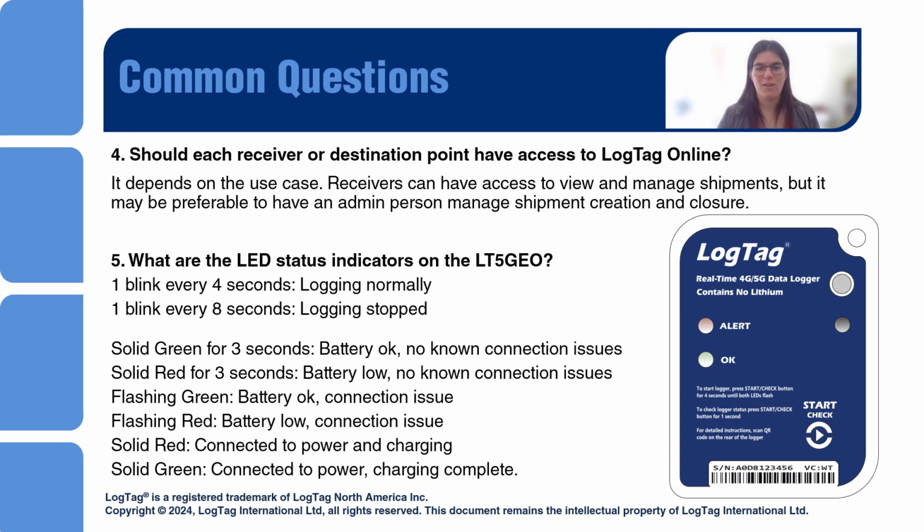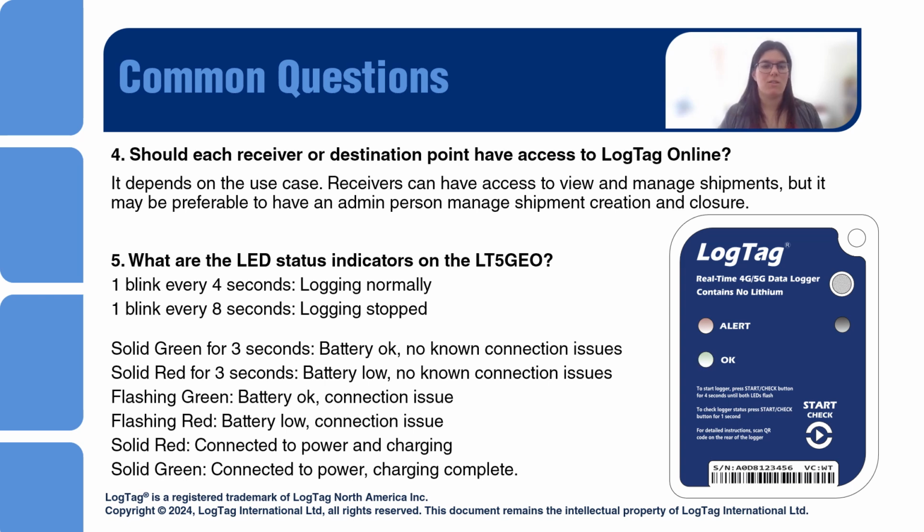We've got the green one going at the moment, and this just means that the logger is logging normally. If it's going red, however, still every 4 seconds, it is still logging normally, but you do have an environmental parameter excursion, so there's some sort of excursion outside of your parameters. If we have it blinking once every 8 seconds, so this can be, again, either green or red, it just means that logging has stopped, so someone's told the logger to stop. And green, of course, means it is okay, and then red is outside of those parameters.